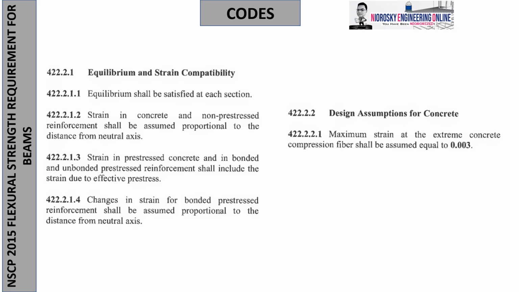So, of course, as a main requirement again of flexural under 422.2.1, equilibrium and strain compatibility. Whenever we investigate design, it is very important to know what equilibrium is. It should be satisfied at all times. And note that to apply the code, the strain in concrete and nonprestressed reinforcement over the entire section shall be assumed proportional to the distance from the neutral axis. I'll try to depict this in figure form as we progress in the singly reinforced concrete beam analysis. But the sense is there already.